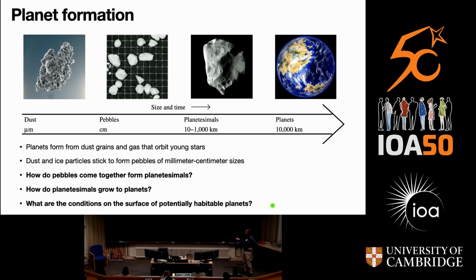Okay, so planet formation is a process that works by dust grains colliding together to form larger and larger bodies, eventually accreting gas also. It takes us over 13 orders of magnitude in size, from micrometer-sized dust all the way up to planets of 10 to the 4 kilometers in size. This happens around young stars in protoplanetary disks.